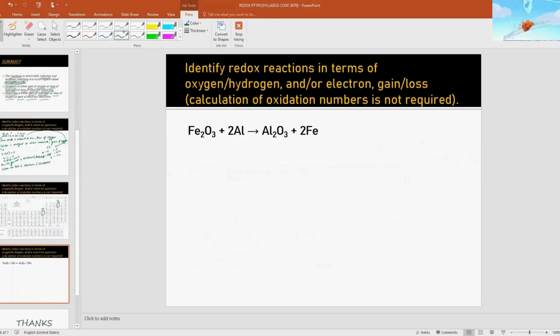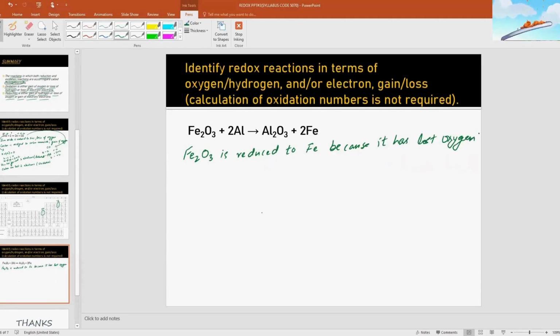Now solve this reaction. This equation clearly indicates that Fe2O3 is reduced to Fe because it has lost oxygen. You can write gain of electrons. Gain of electrons is also happening here.